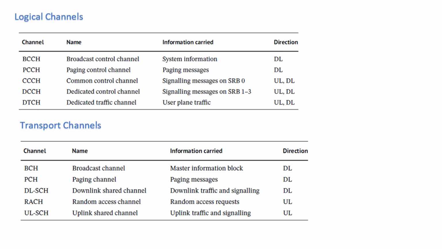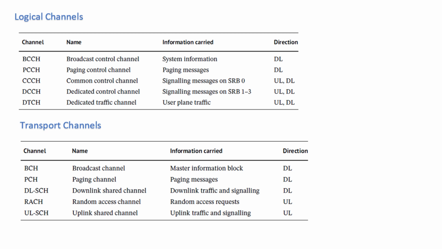Number one is logical channels. You can see the broadcast control channel, paging control channel, common control channel, dedicated traffic channel, and the corresponding information carried by them and the direction of the information, whether it is in the DL direction or bidirectional. If it is listed here as UL and DL both, then it is bidirectional. For example, the common control channel carries the signaling messages on SRB0 and its direction is both UL and DL.